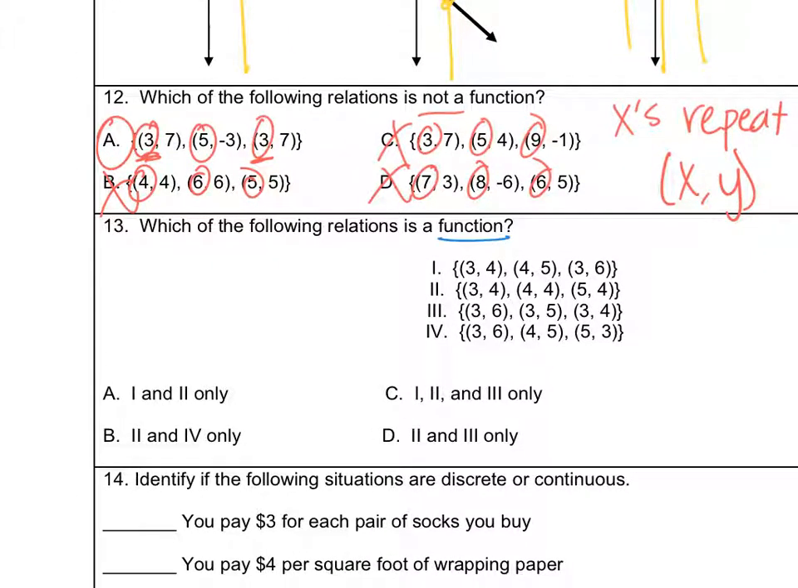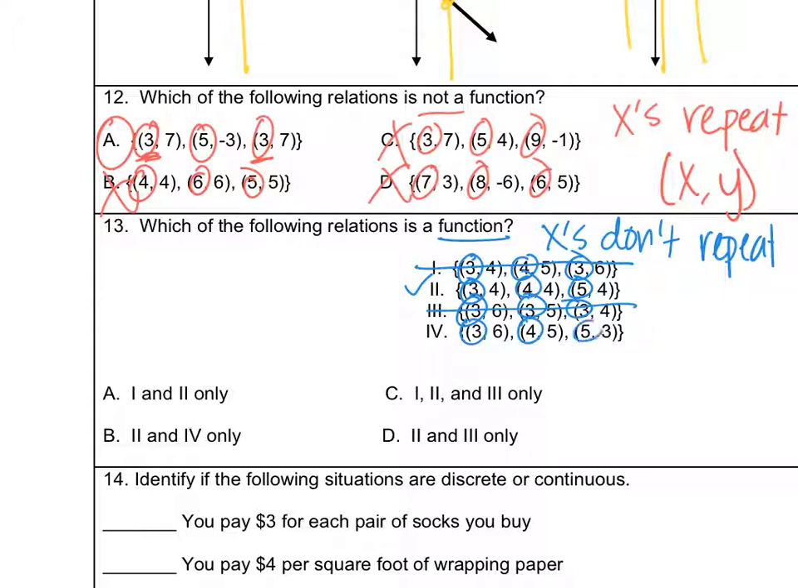13 now wants a function, so your x's don't repeat. So if I look at these, 3, 4, 3, this is not a function. 3, 4, 5, 2 is good. 3, 3, 3, that is not a function. 3, 4, 5, that one is a function. So option 2 and option 4, which looks like answer choice B.